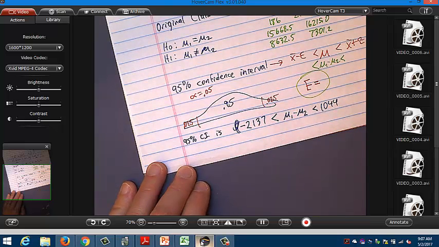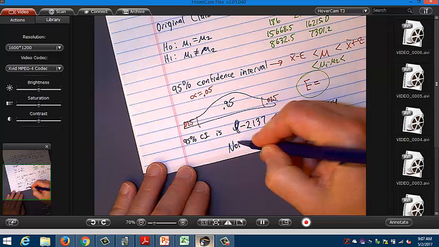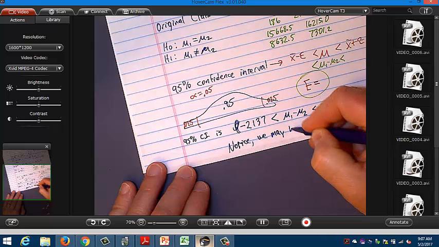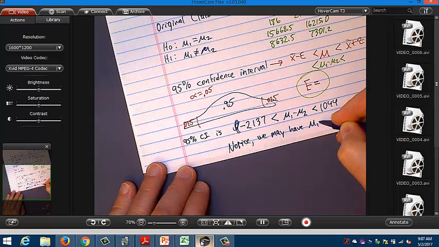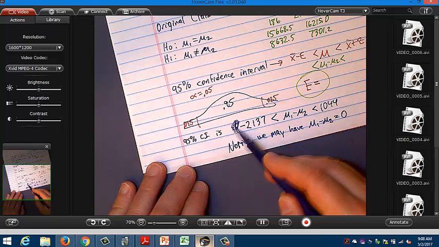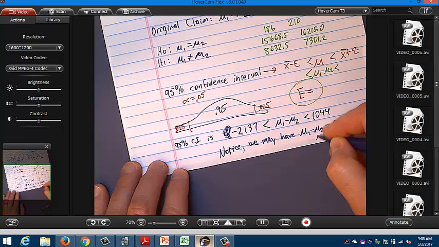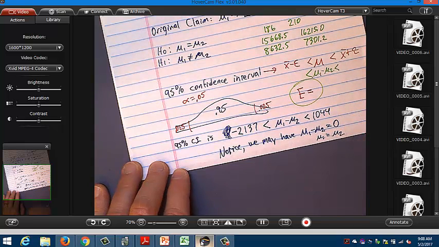It could be negative, it could be positive. But guys, I think what's most important here, notice we may have mu1 minus mu2 equal to 0. That's key. The fact that there's a negative number on this side and a positive number on that side means that maybe mu1 minus mu2 is 0. And what would that imply? Jamie, I didn't hear you. They're equal, right? We know that that's the same as mu1 equaling mu2, right?